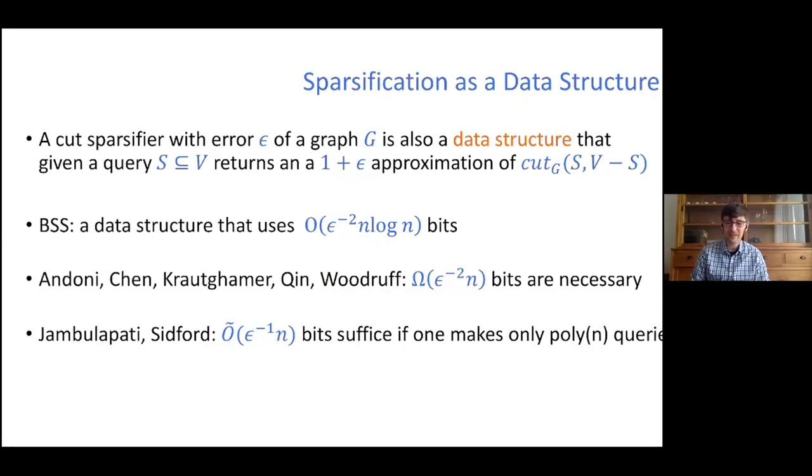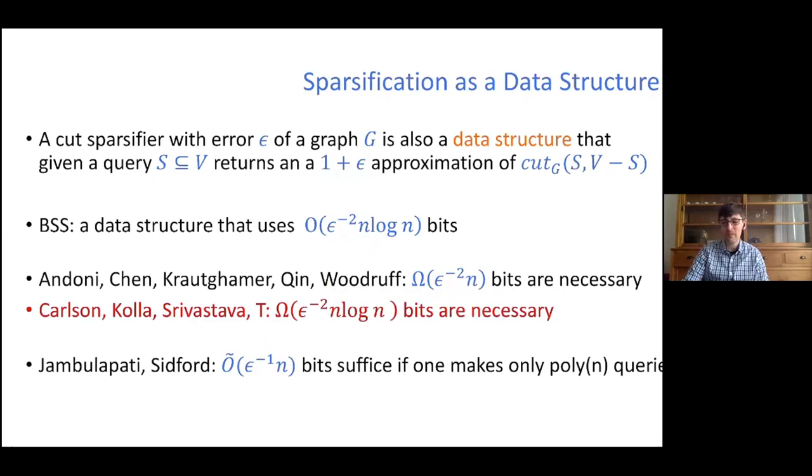So the next result I want to tell you a bit about is closing this gap also. It argues that no matter what data about your graph you store, if you want this data to be enough to tell you about all cuts with an epsilon approximation, you need to store n over epsilon squared times log n bits of information, as much, up to a constant factor, as the number of bits that suffice to store a BSS sparsifier.